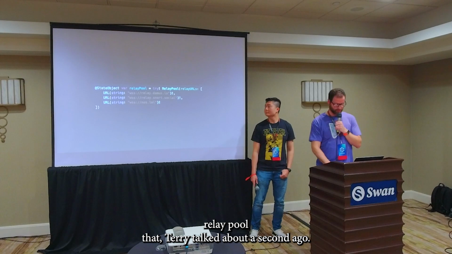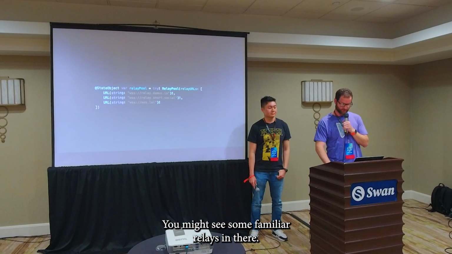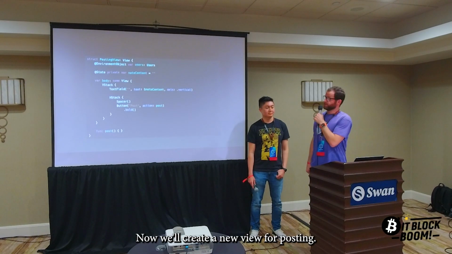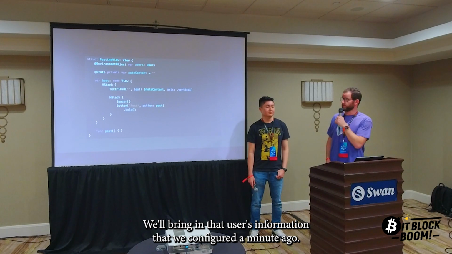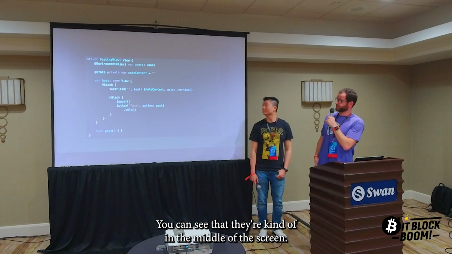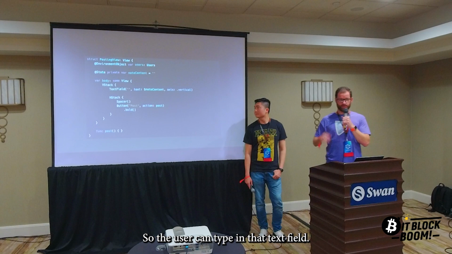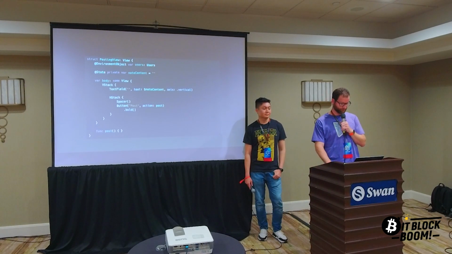There's that relay pool that Terry talked about a second ago. You might see some familiar relays in there. Now we'll create a new view for posting. We'll bring in that user's information that we configured a minute ago. We'll need a text field. You can see that there kind of in the middle of the screen. And then below that, a post button. So the user can type in that text field, and then when they're ready, they'll hit the post button.